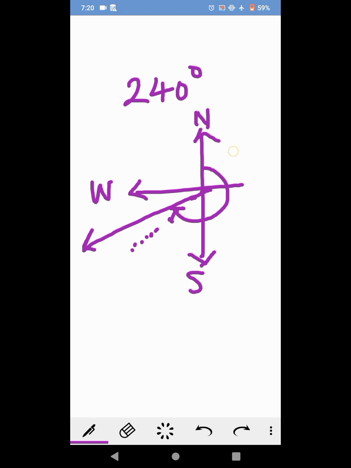And if you split these angles, you will have 90 here plus 90, which is 180. 180 plus 60 will give you, that means this angle here is 60 degrees. All right, so we are learning how to split bearings now.